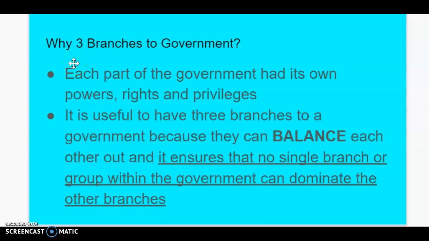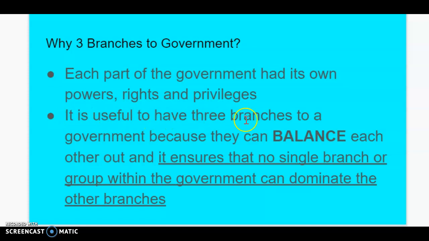First, to understand the three branches, you need to know why there are three branches to government. Each part of the government, each branch, had its own powers, rights, and privileges. So powers, rights, and privileges means they had their own job to do, they had their own boundaries to operate within, and they couldn't go outside of those boundaries. Back then, they realized it in Rome during the Republic, and today, in the United States, we are a republic.